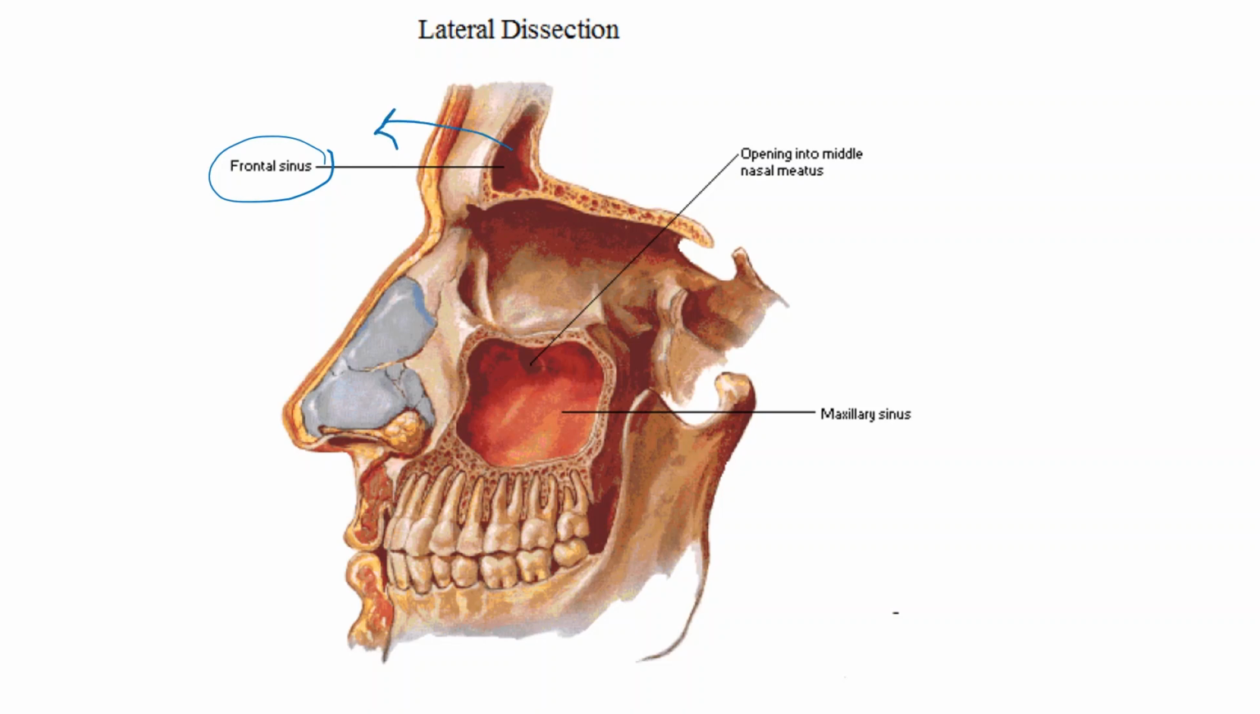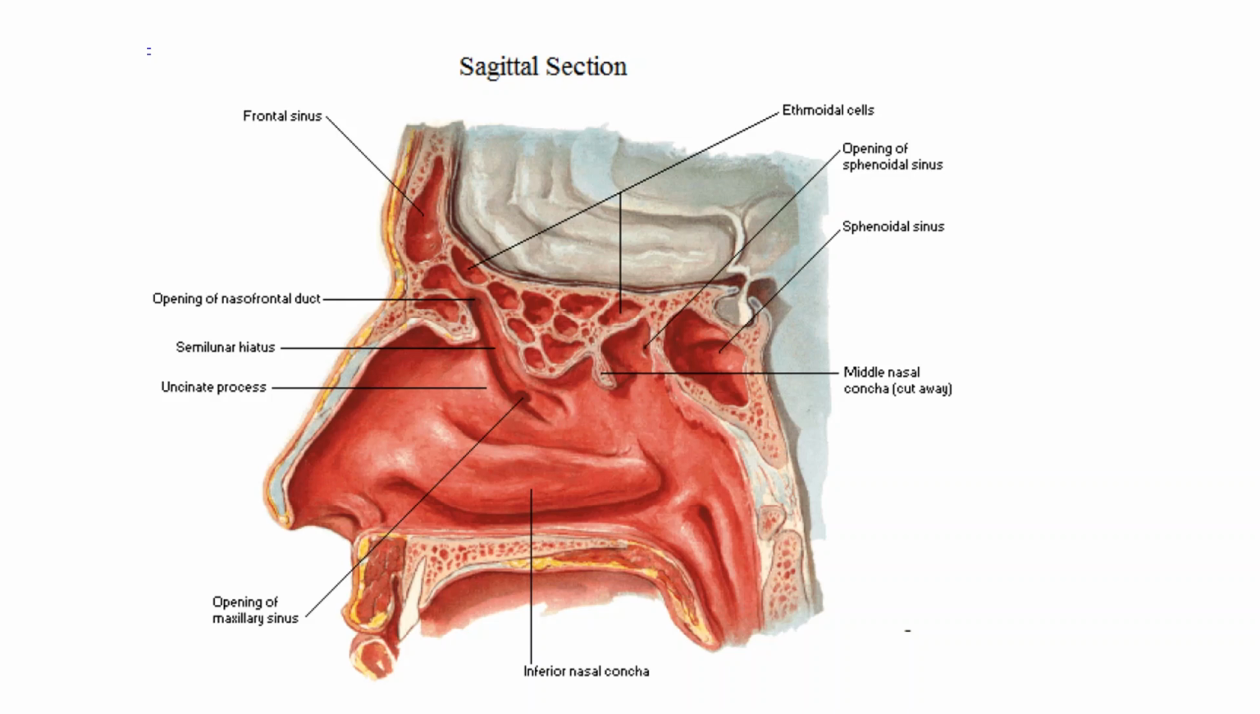We can also make out the location of the maxillary sinus here. In this view, we can make out the location of the ethmoidal air sinus. As I have told, they are small air cells, around 5 to 15 in number, arranged in anterior, middle, and posterior groups. These ethmoidal air cells are located medial to the lateral wall of the nose.